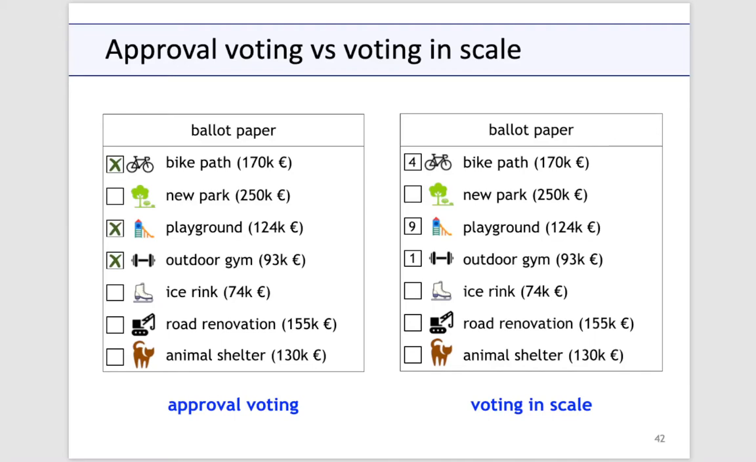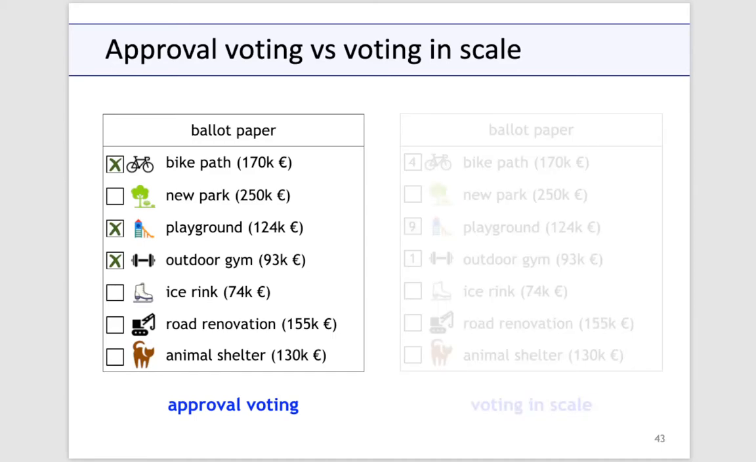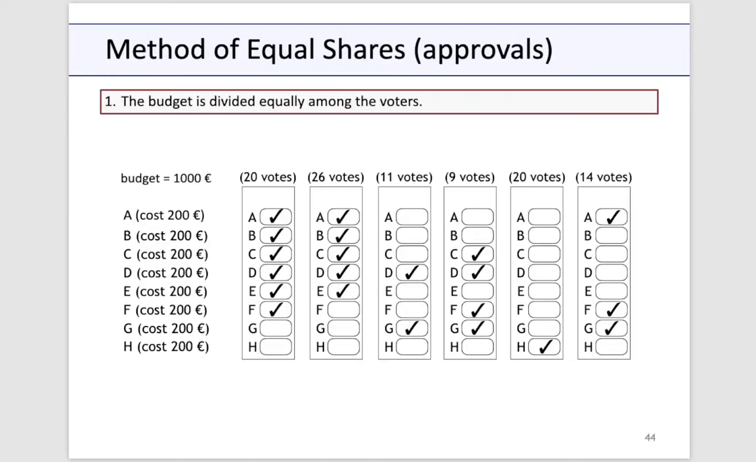The method of equal shares is well defined for approval voting and for voting in scale. This means that we can count any of these two types of ballots using this method. I will now explain the definition of the method of equal shares, and I will start with approval voting, since this is the simpler case. I will explain this definition through the following example.